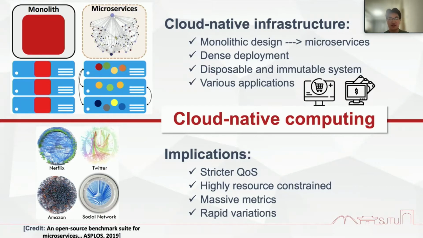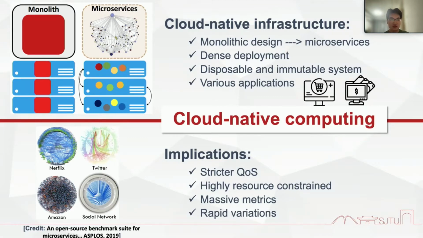The first sign is a shift from a monolithic design to single-concern, loosely coupled microservices. Those microservices are densely deployed on physical machines, virtual machines, or containers, referred to as a host in this paper. Whereas applications, for example, e-commerce and financial transactions, operate on a disposable and immutable underlying system. We observed that such infrastructure has several implications.